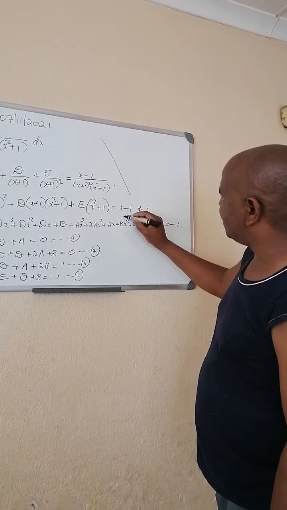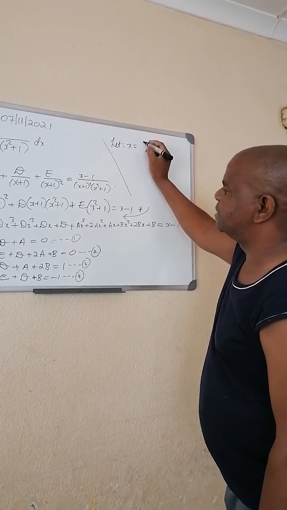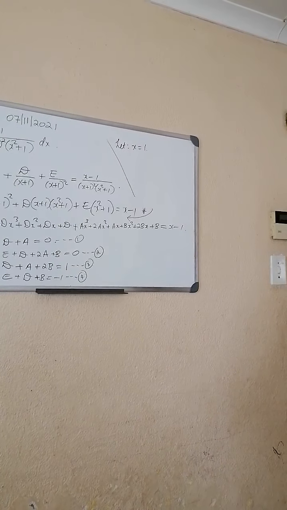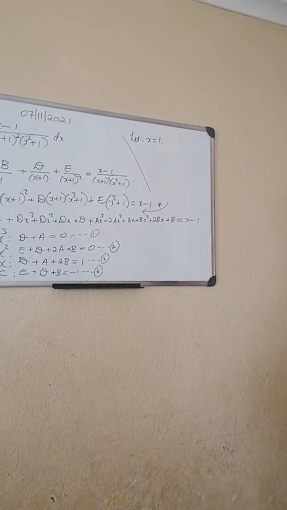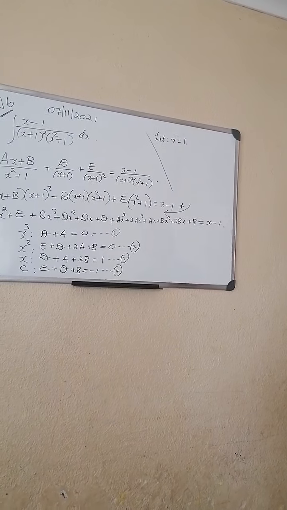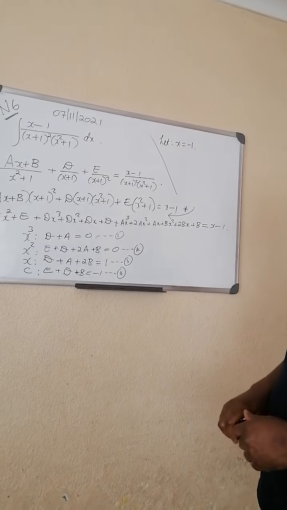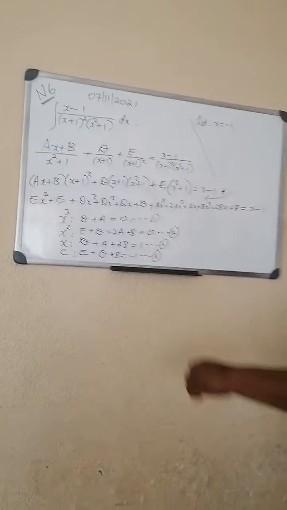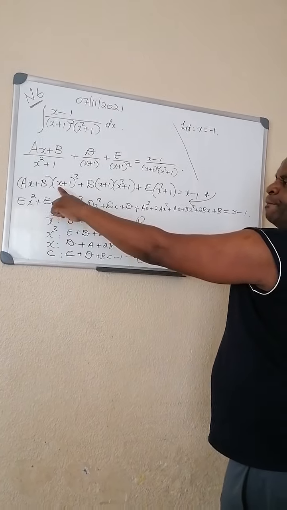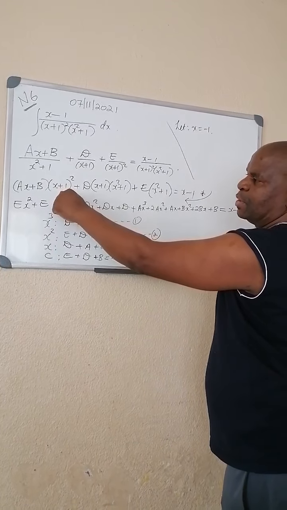If in there you say let x equal 1, no, not 1, but let x equal minus 1, then check if x is minus 1 here, this bracket becomes 0, because minus 1 plus 1 is 0.